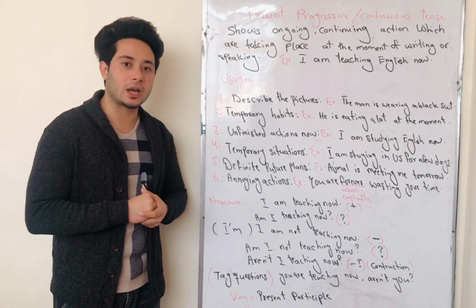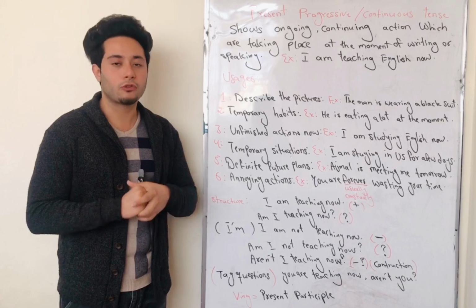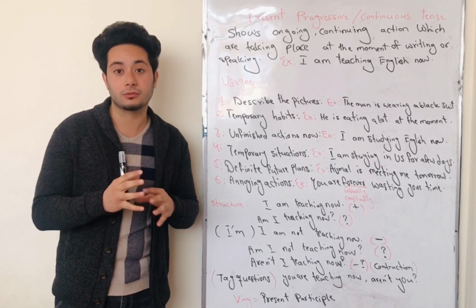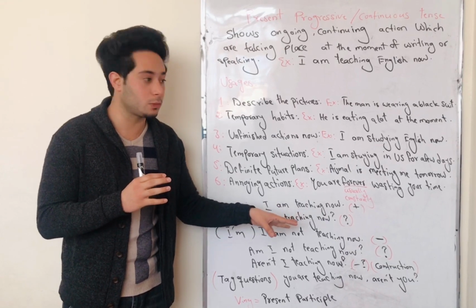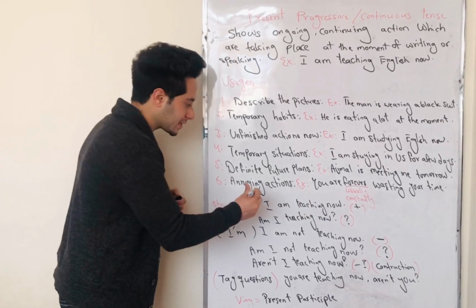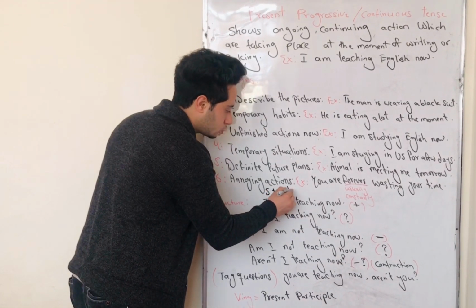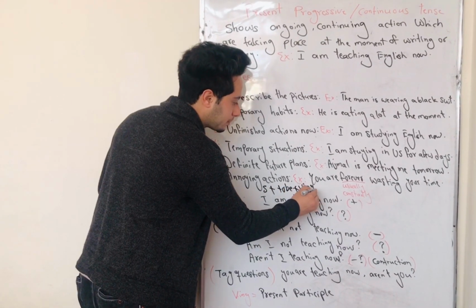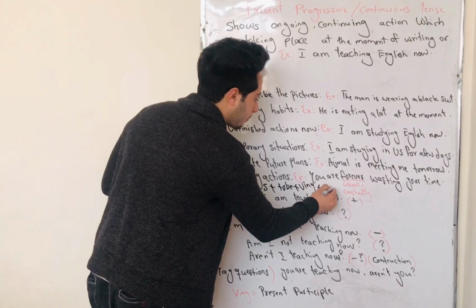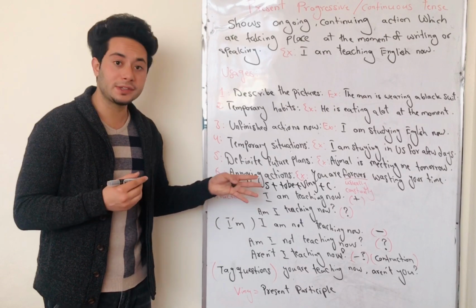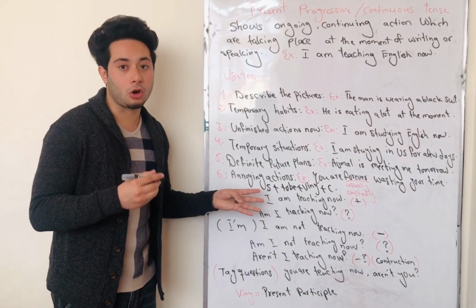The affirmative structure for present progressive tense is subject plus to be verb plus verb ing plus complement. In this part, we can say it like this: subject plus am, is, or are plus verb ing, or the present participle form of the verb, and plus complement, or if there is any object or receiver, we can mention it. Subject plus to be plus verb ing plus complement.